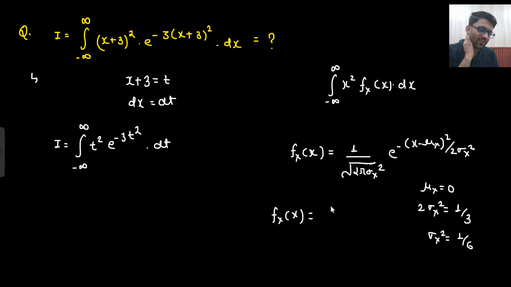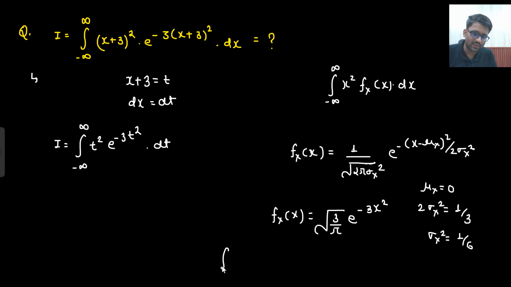So what is your fx of x now? That would be 1 by under root 2 pi by 6. So under root pi by 3. So under root 3 by pi, e to the power minus 3x square. Say yes or no? So under root 3 by pi, this will be the answer. Very simple. Well and good. Now this is your fx of x.